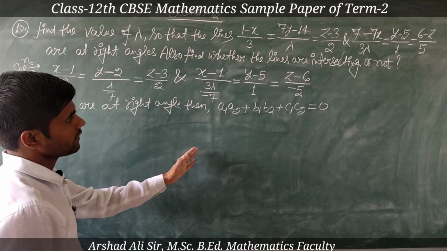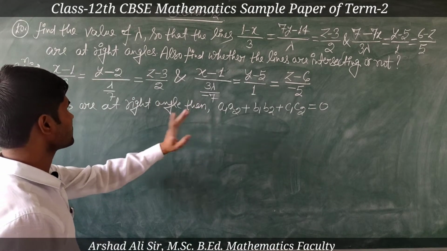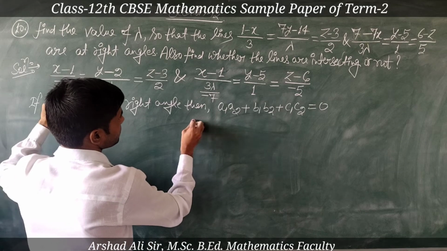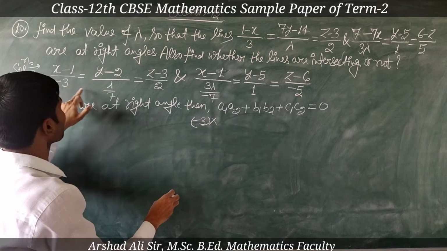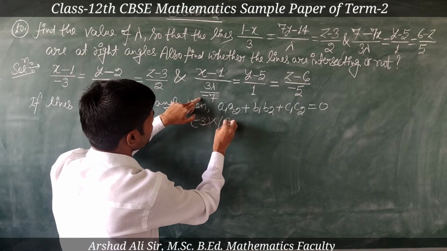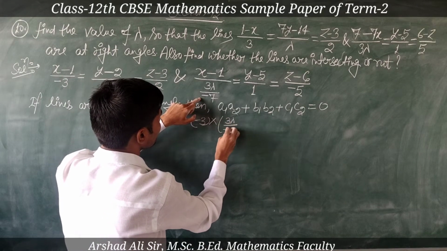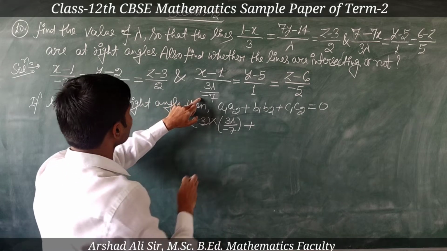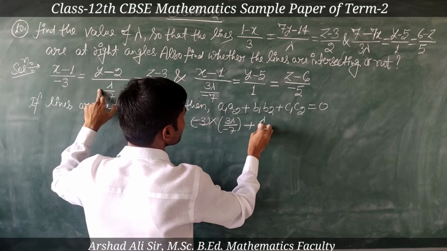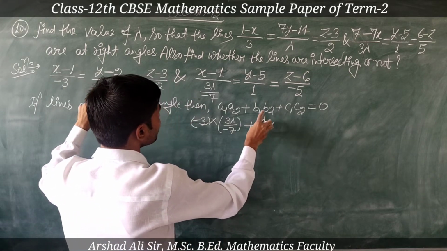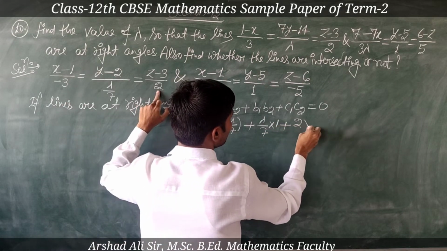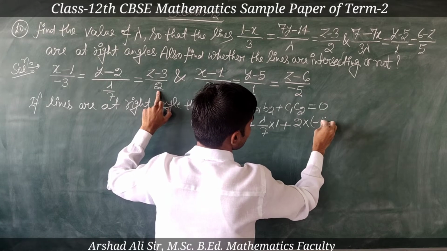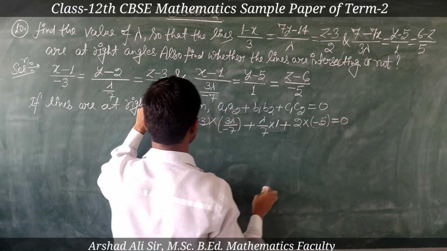So here we can put the values of a1 a2, b1 b2 and c1 c2. a1 is minus 3, a2 is 3 lambda upon minus 7, plus b1 b2, b1 is lambda upon 7, b2 means 1, plus c1 c2, where c1 is 2 and c2 is minus 5, is equal to 0.